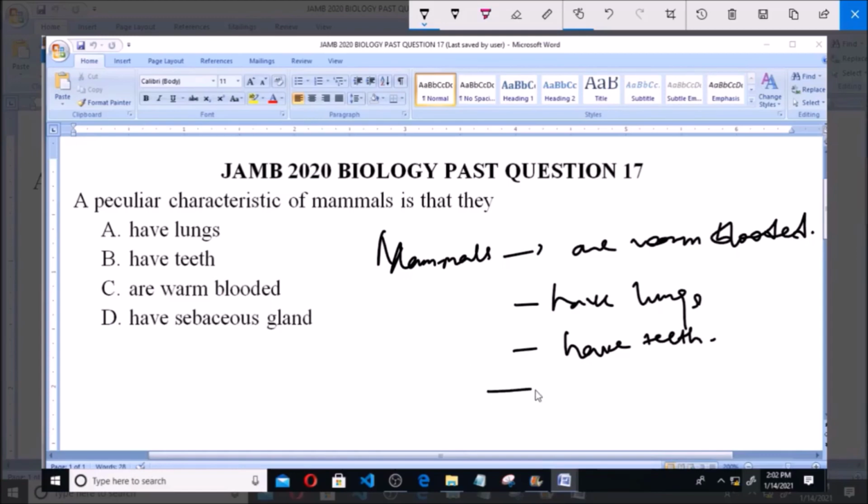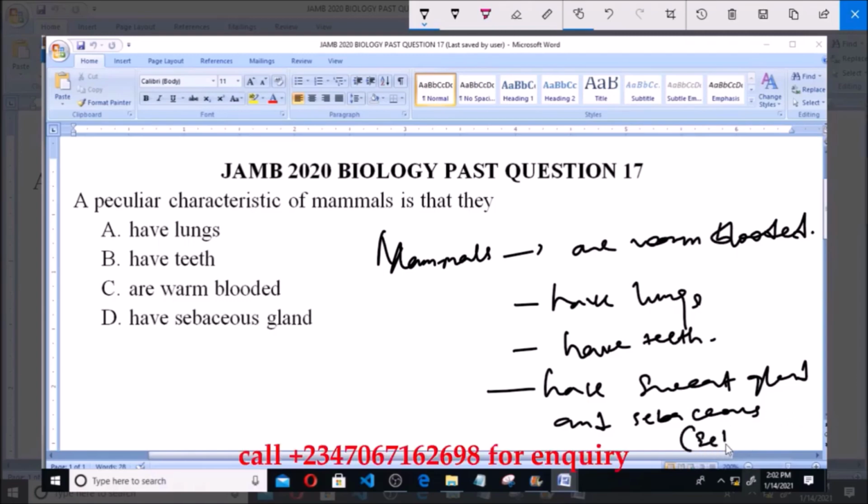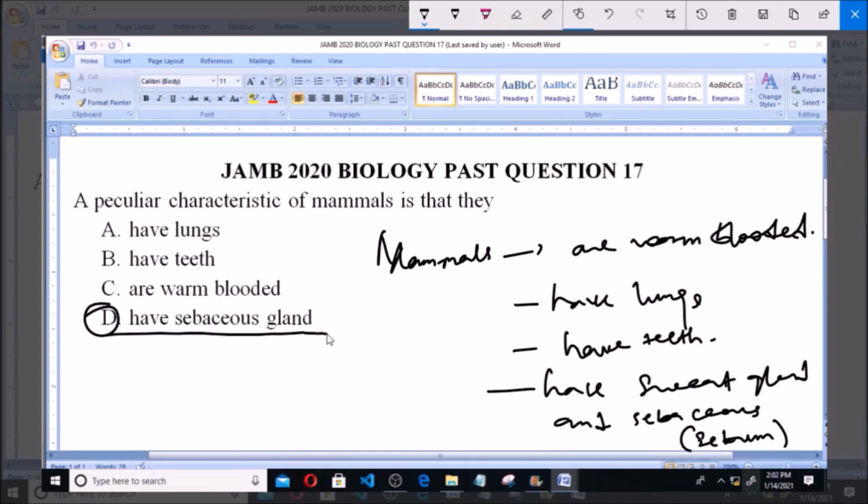Now, mammals have sebaceous gland. They have both sweat gland and sebaceous gland. The sweat gland produces what we call sweat, and the sebaceous gland produces an oily substance, what we call sebum, that helps lubricate the skin. Now, this sweat gland and sebaceous gland is peculiar to mammals alone. It's a specific characteristic of mammals. So, option D is the right answer to this question.